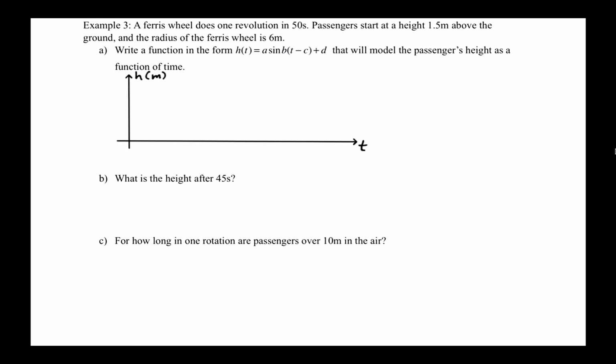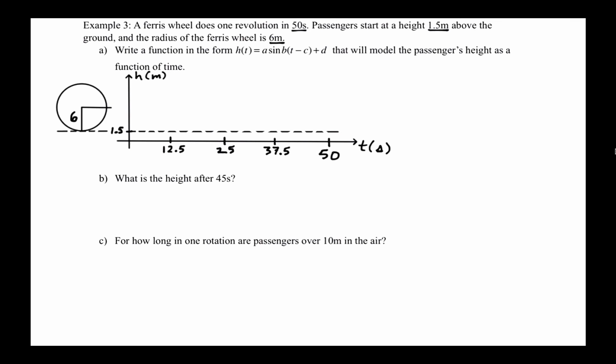So let's just sketch this out. Height versus time is going to look like this. So 50 seconds, I'm going to say that's 1 cycle. I'm going to break that into 4 parts, which will make it easier to get important points on the graph. I know that passengers start at a height 1.5 meters above the ground, so I'm going to mark that off as the lowest point on the graph.